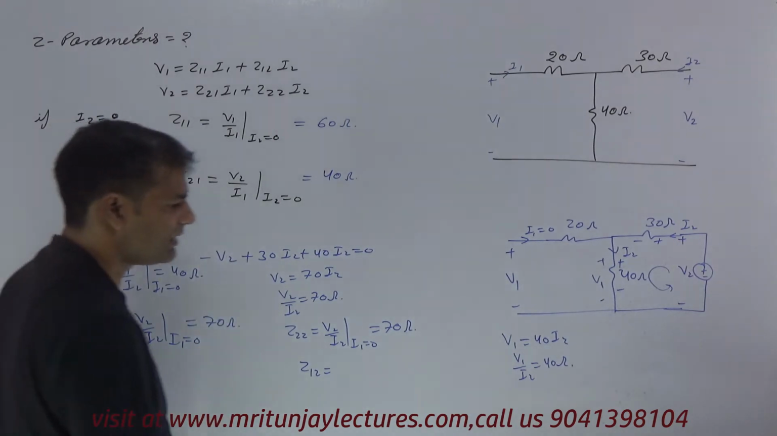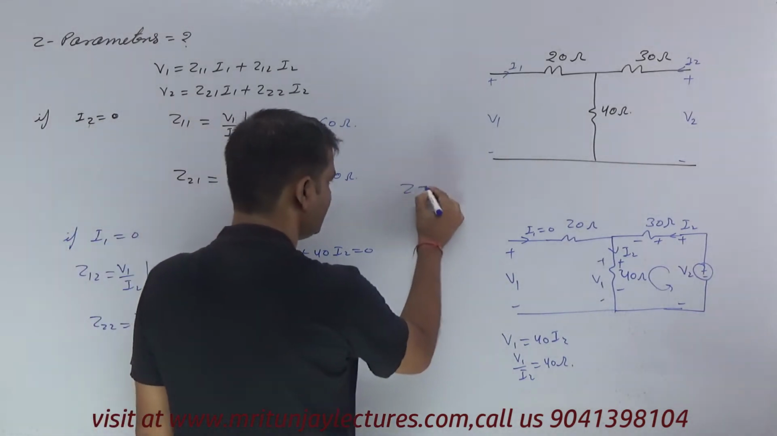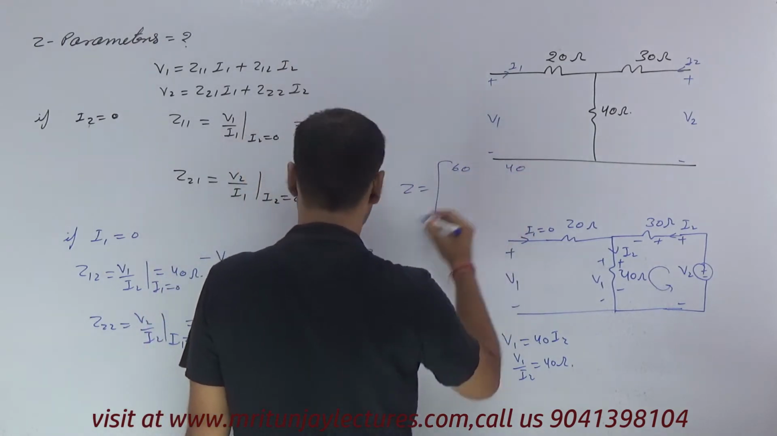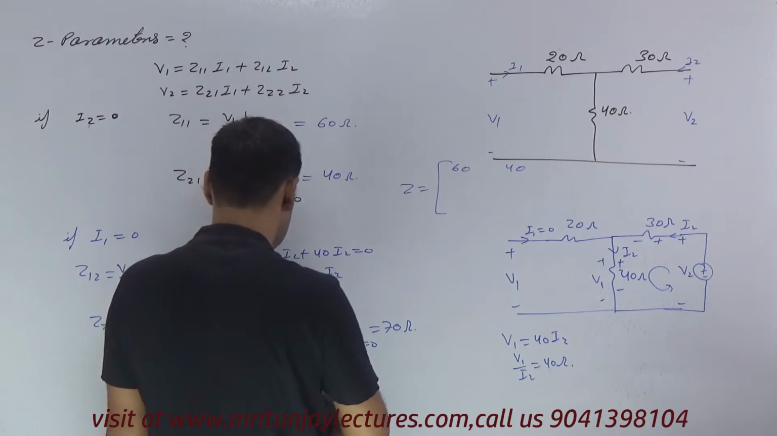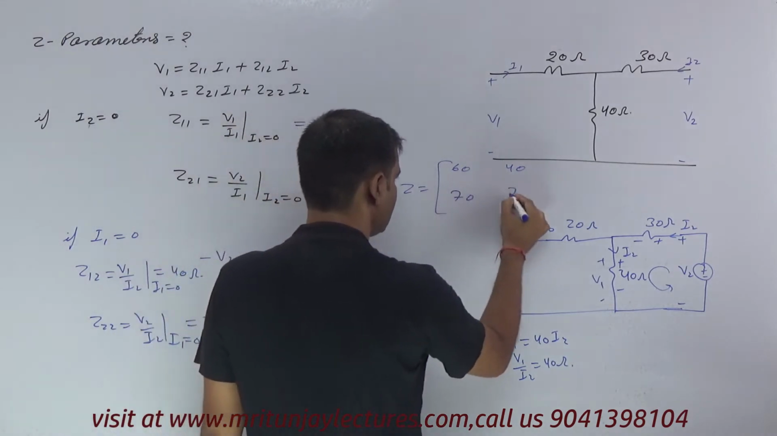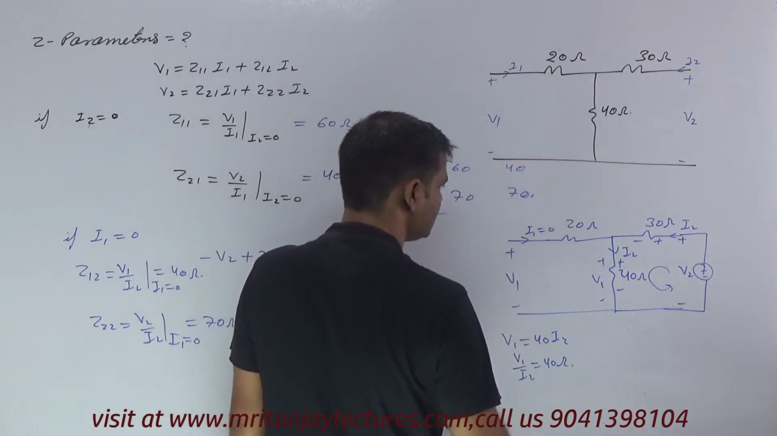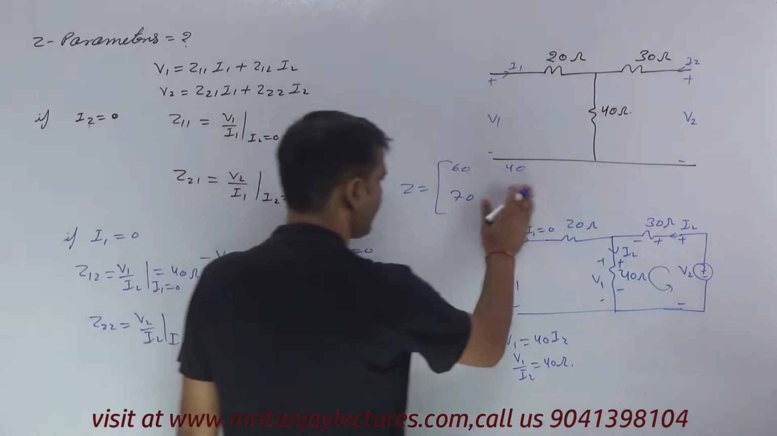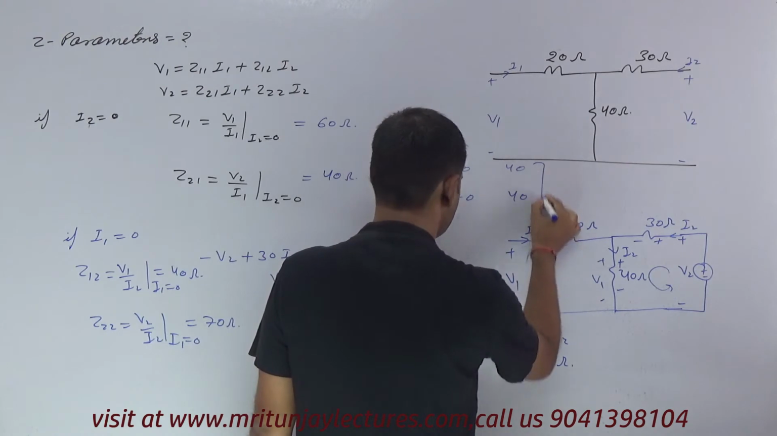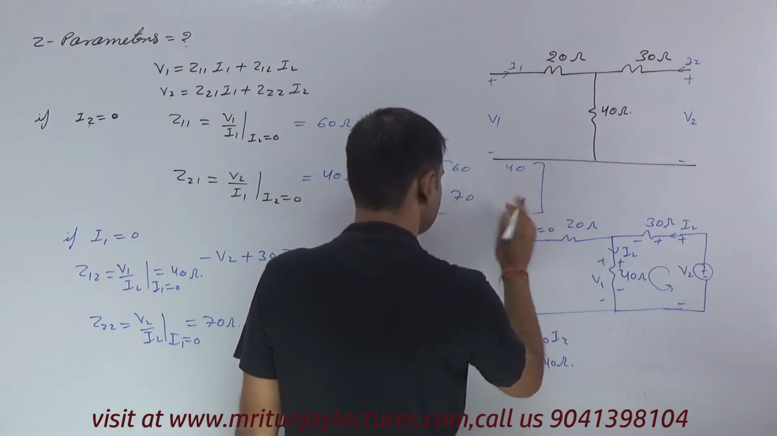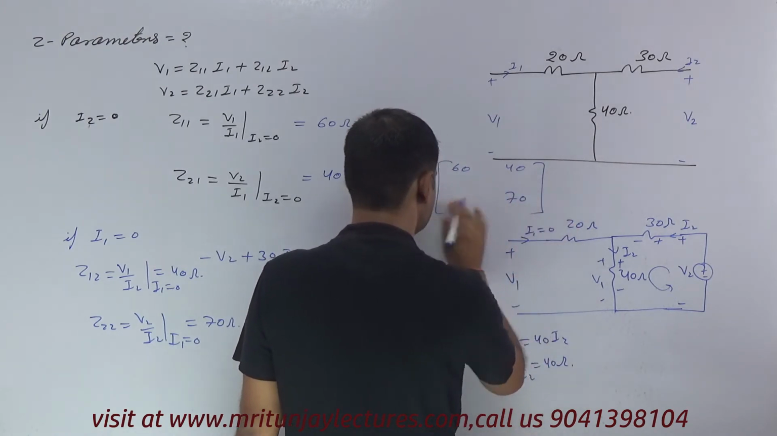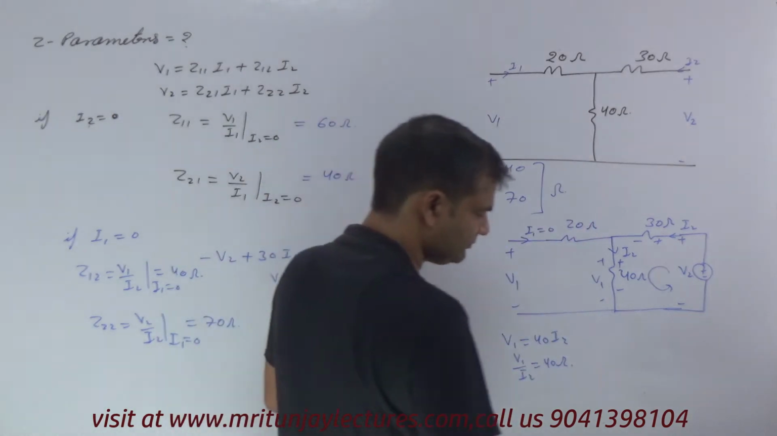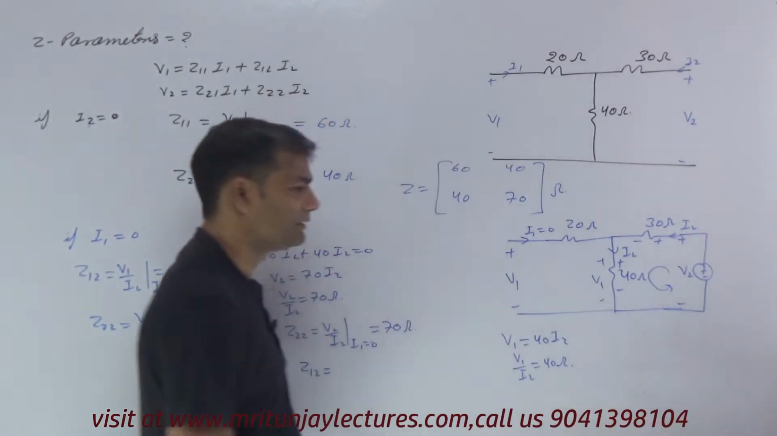So what about the Z parameter? The Z parameter is written as 60 ohm, 40 ohm, 40 ohm and 70 ohm. Clear or not? This is the conventional method.